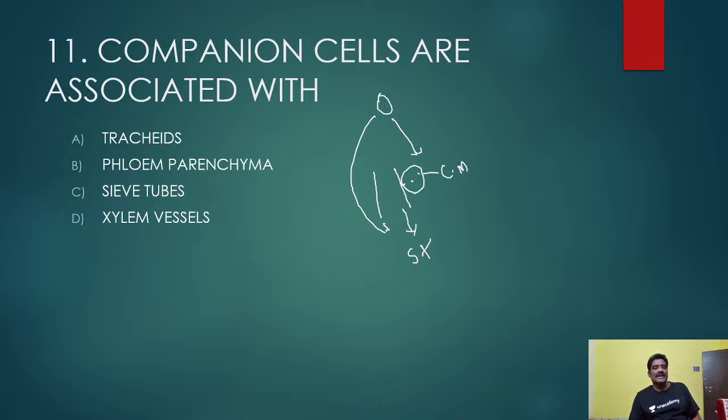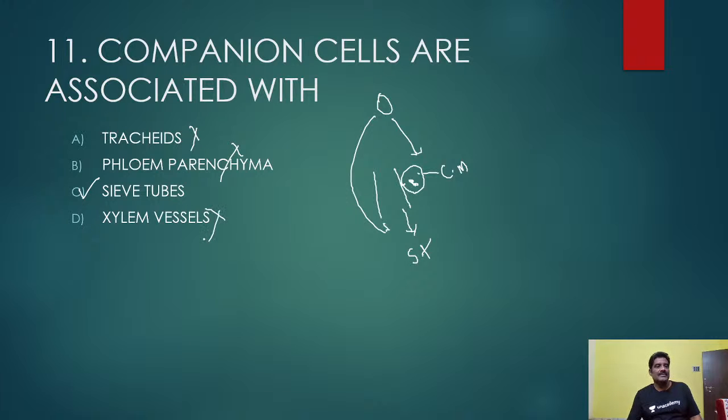Also, the companion cell contains a nucleus. Another important point: the important function of the companion cell is to maintain the functioning of the sieve tube. Sieve tube will function properly in the presence of the companion cell, without which the sieve tube cannot function. If the sieve tube or companion cell is removed, both cannot survive. So the answer is: companion cells are associated with sieve tubes. Sieve tubes do not contain nucleus, this is a wrong option.